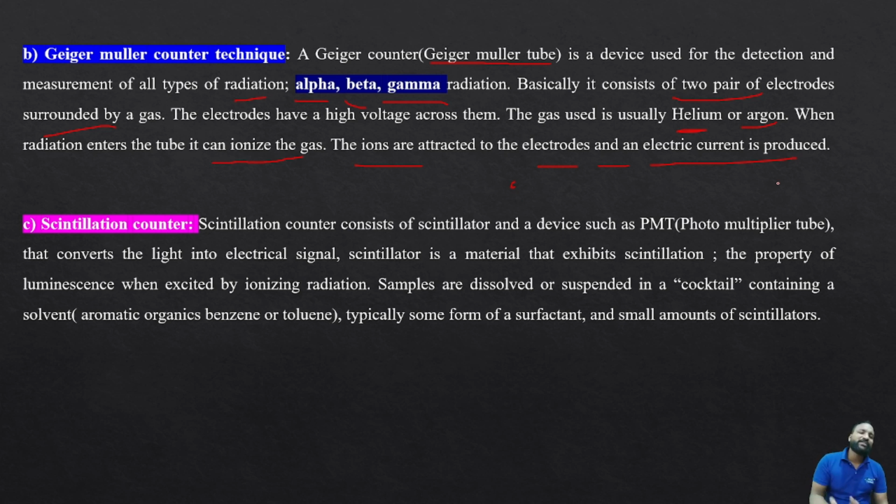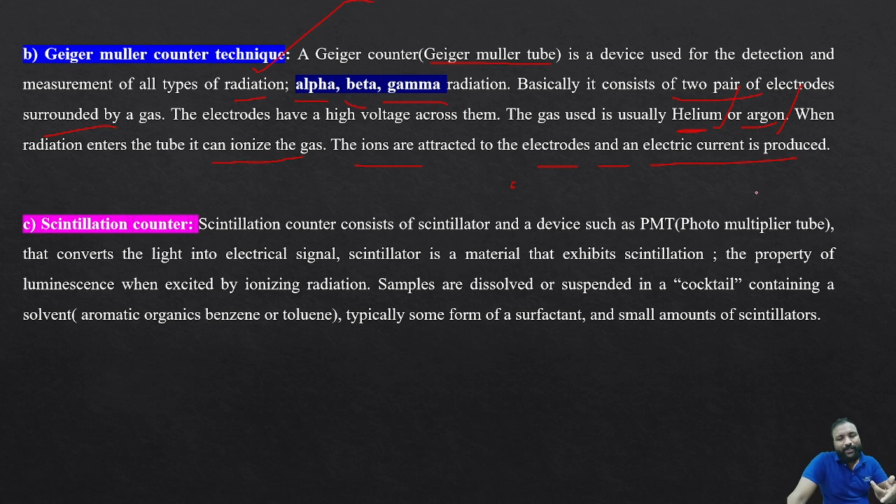It is simple, like the radiation and spectroscopy; here it is also very similar. Here we place positive and negative electrodes, just surrounded by gas. The gas is nothing but helium or argon. You should remember which gas is used in the Geiger-Müller technique: these two gases, helium and argon. When you place the compound into it, after extracting, we need to place it in a Geiger-Müller tube.